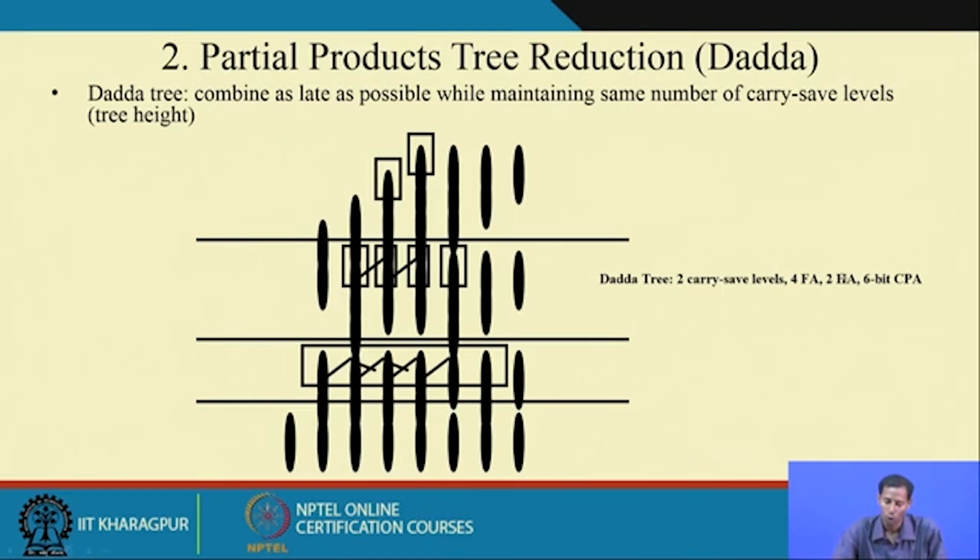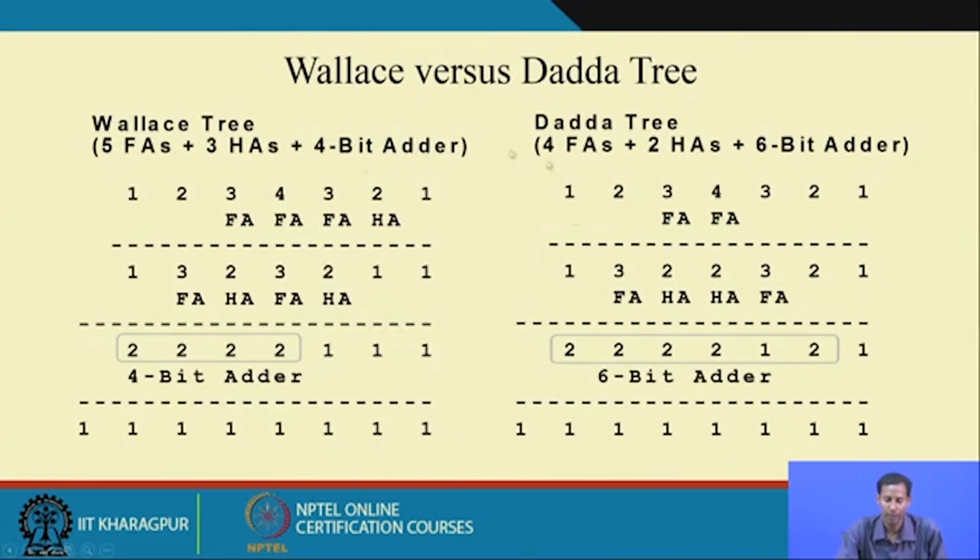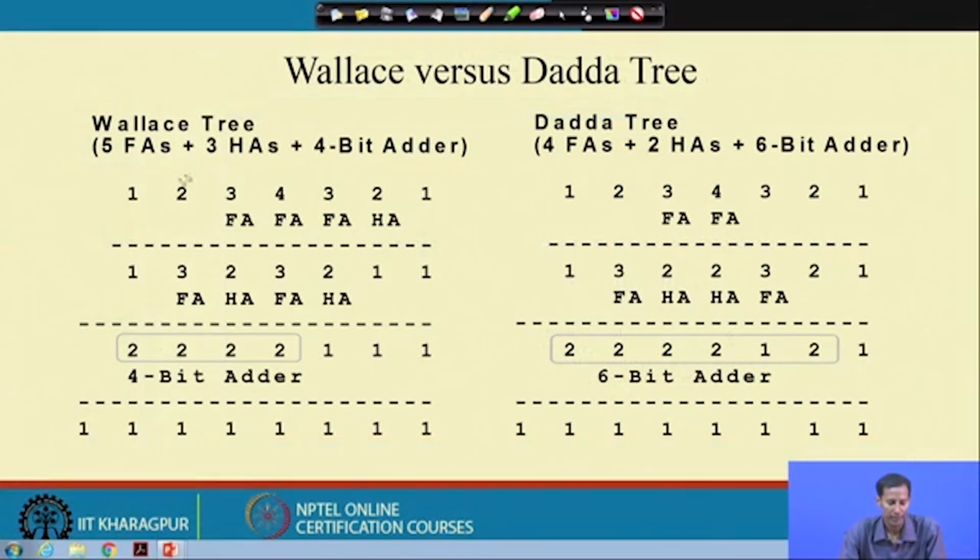Okay. So, if I take one example of that, at that time you can see the numbers 1 2 3 4, 3 2 1. What are these numbers? These numbers are basically coming from what we have considered: this 4 cross 4 multiplier, right.